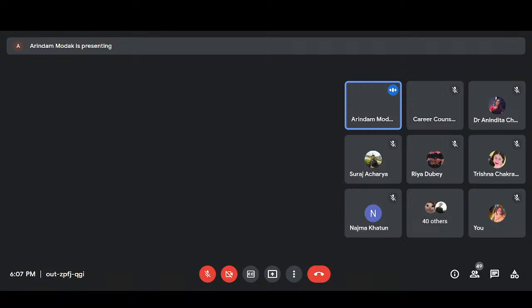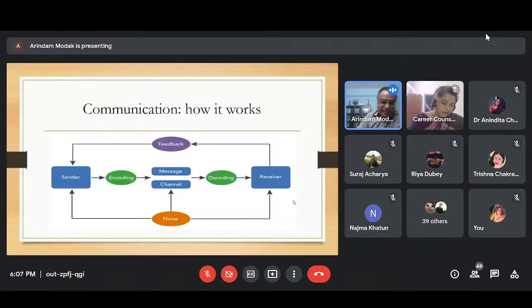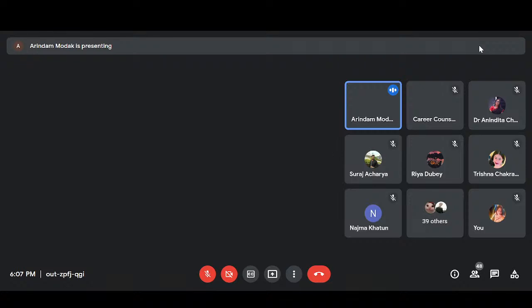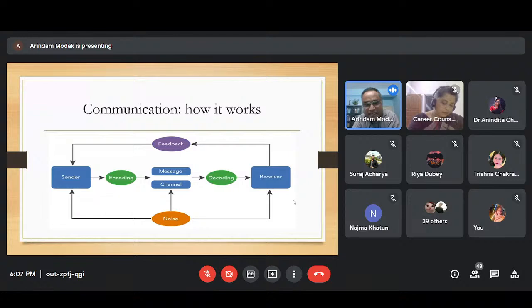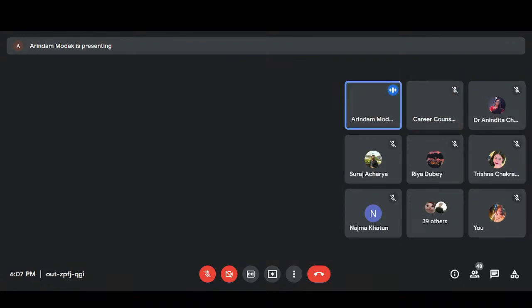message in a proper way. So if you can understand this process of communication, from now on, you will be much more careful in sending your message or in talking over telephones.